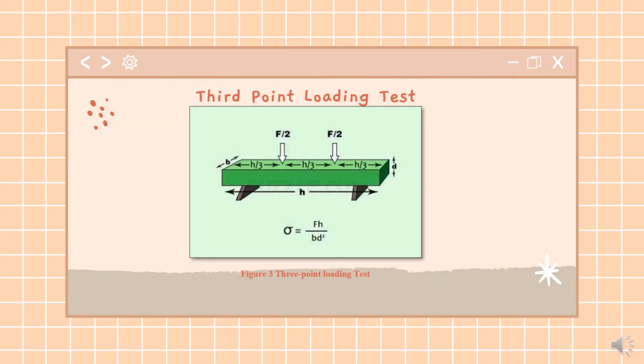The second standard test method to determine the flexural strength of a concrete beam is the third point loading test, or the 3-point bending test. As shown in Figure 3, half the load is applied at each third of the beam's span length in this test process. The flexural strength or modulus of rupture measured here is lower than that measured in the center point loading test. The highest stress is found in the center one-third of the beam. The modulus of rupture determined by third point loading is usually 15% lower than the modulus of rupture determined by the center point loading.